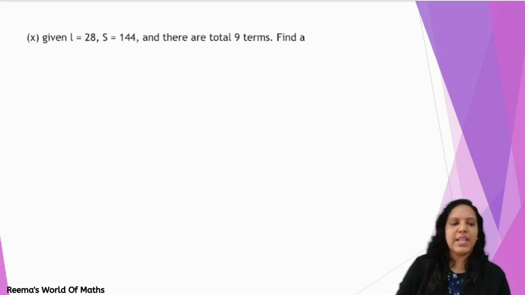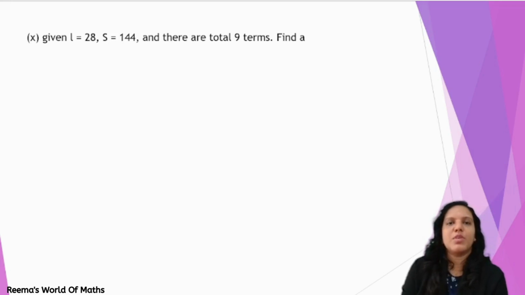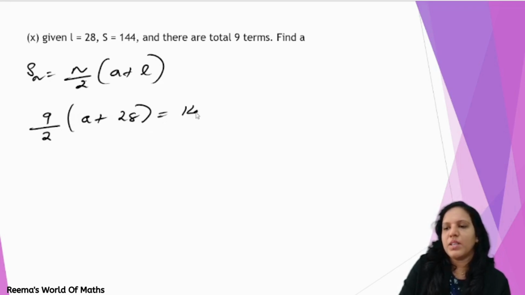The next question: given last term L equals 28, S equals 144 and there are a total of 9 terms, find a. We have been given the last term and sum, so we need to find the first term. If we know the last term, what is the formula to find the sum? That is Sn equals n by 2 multiplied by a plus L, where L is the last term. Here n equals 9. That is 9 divided by 2 multiplied by a plus the last term 28, equals 144.